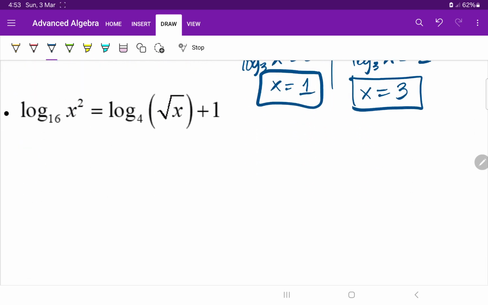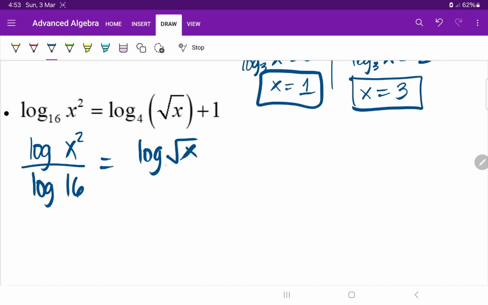Last example. So, ganun pa rin yung gagawin natin dito. So, log x squared over log 16 is equal to log square root of x over log 4 plus 1. Okay? So, this time I'm going to use base 4. And I also know that this term right here, square root of x, is x raised to 1 half.